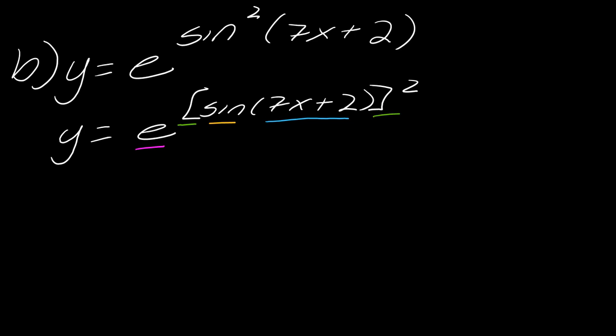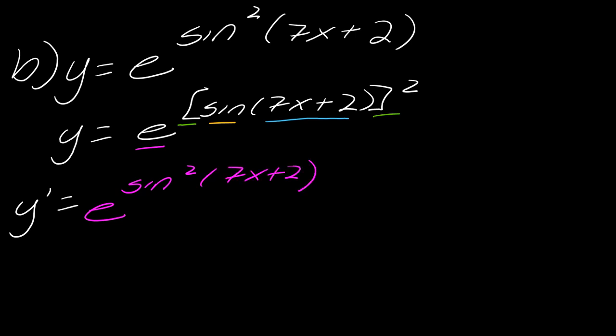Okay, so let's go ahead now and take this derivative now that I've figured everything out. I'm going to start with the outermost function. The derivative of e is just e, right? And then the rest of this stuff, I'm just going to write in its original form. Nothing changes with the exponent to start.